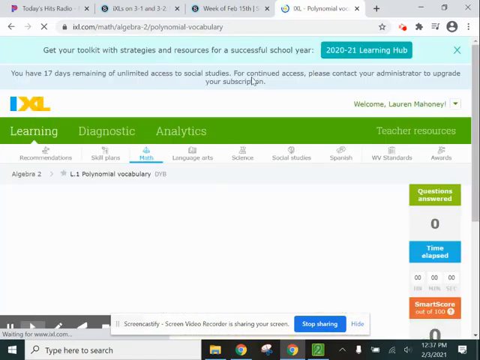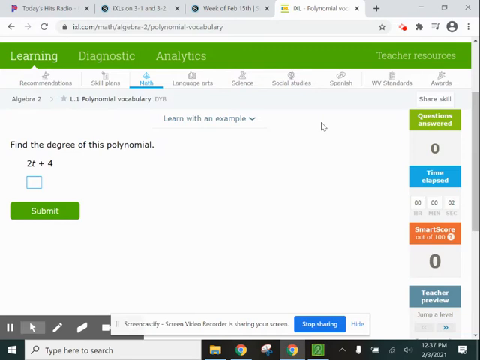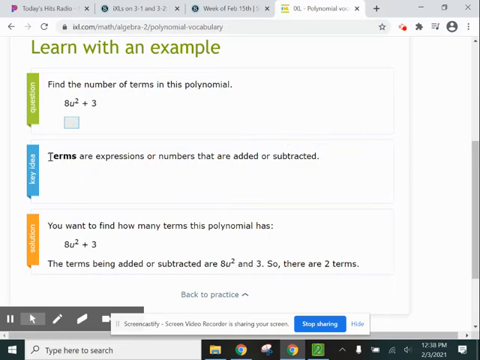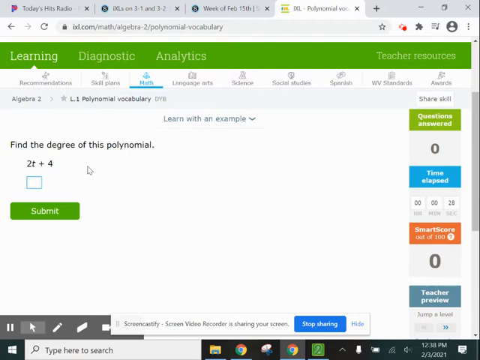And this section is all about telling how many terms a polynomial has, degree and leading coefficient. So you do want to make sure you go back and rewatch the notes video for this section to make sure that you know what all of those vocabulary words mean. Remember, before you start any of these sections, you can always click Learn with an Example. And so notice here it does say key idea, terms. That's the expressions or numbers that are added or subtracted. So that gives you some guidance on that.